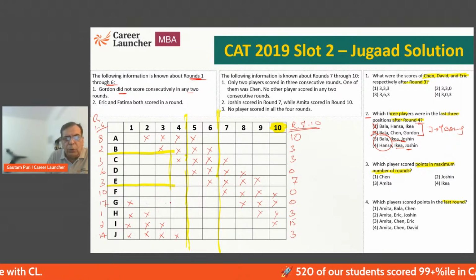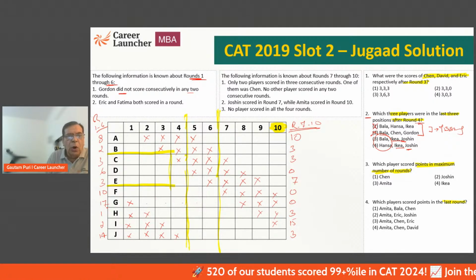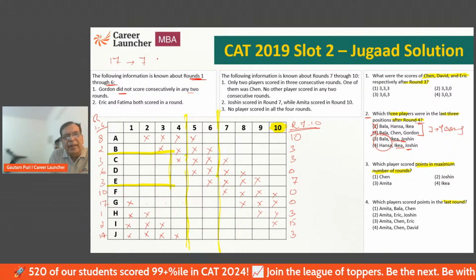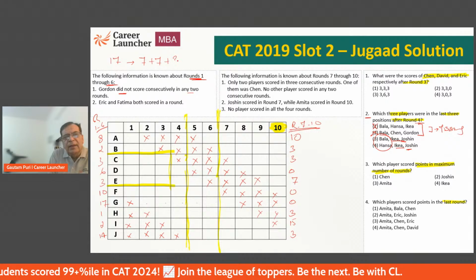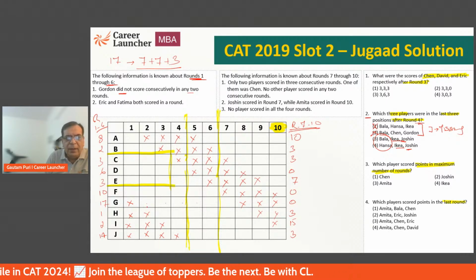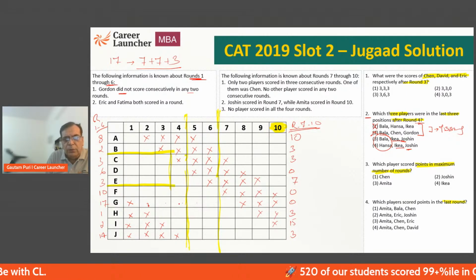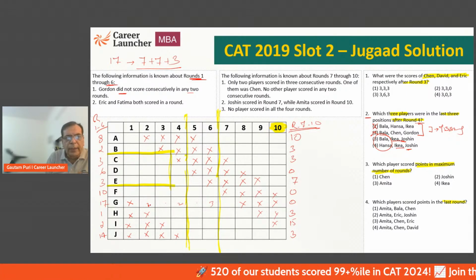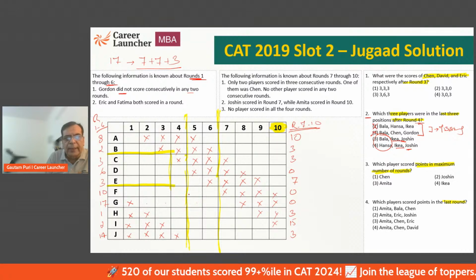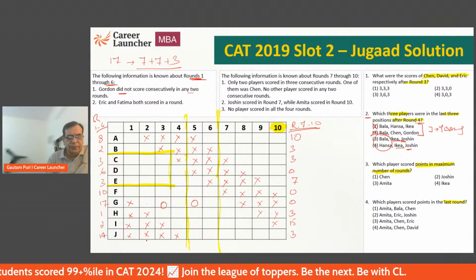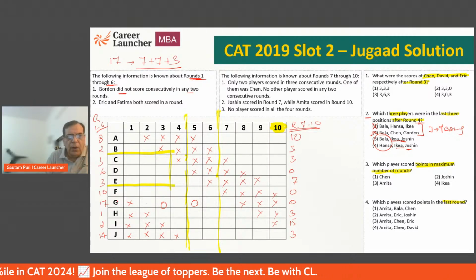So what does it mean? 1, 2, 3, 4, 5. Gordon has got 17 points. If Gordon has got 17 points, the only way he can get that is 7, 7, 3. That means he would have scored in rounds 2, 4, 6, and would not have scored anything in round 3 and round 5. Right? We'll come to that later.